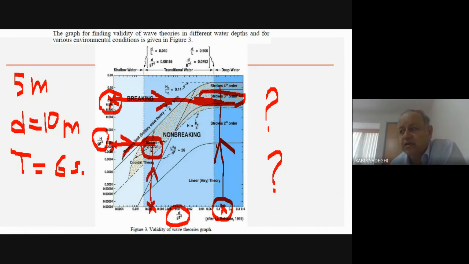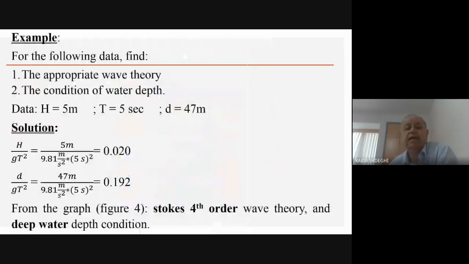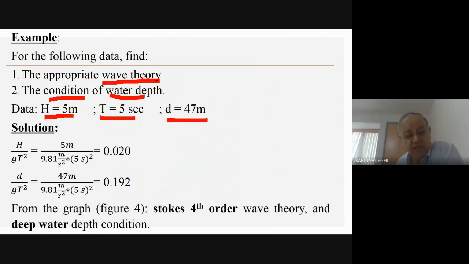I hope the explanation is enough. Now let's see one more example with real values. Example: for the following data, find first the appropriate wave theory, which one is valid for us, which one is the best, and also see what the water depth condition is there. The wave height H is given as 5 meters, the wave period T is 6 seconds, and the water depth is 47 meters.